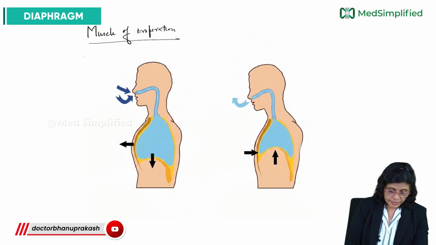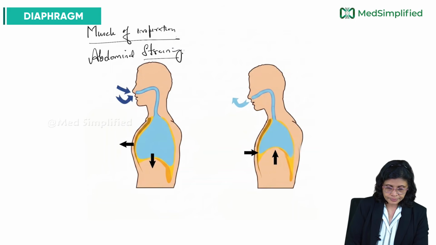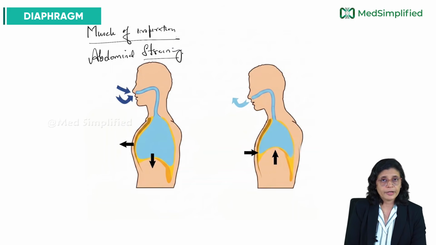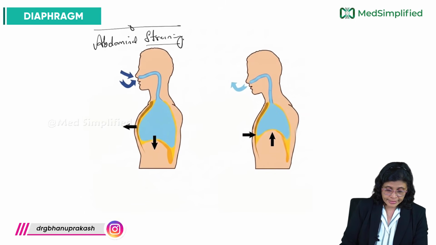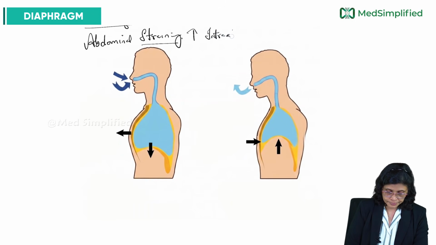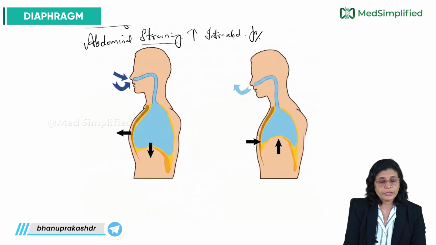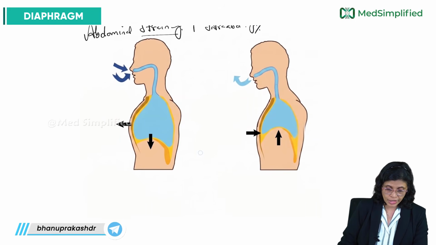Then it also helps in abdominal straining. Okay, so the contraction of the diaphragm along with the contraction of the abdominal muscles will increase the intra-abdominal pressure. This is basically important in the act of micturition, defecation, vomiting, and also during parturition, that is childbirth.